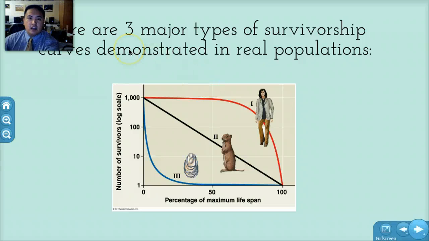And lastly, a population can be categorized by types of survivorship. And you look at 1, 2, and 3 as types of survivorship.